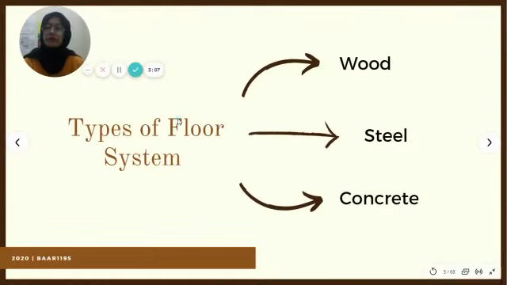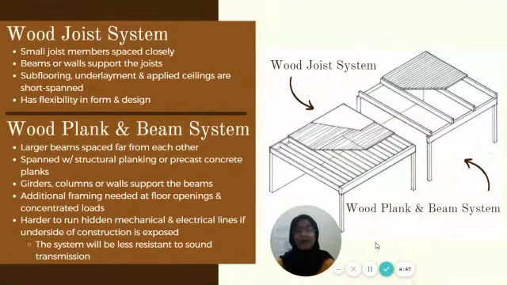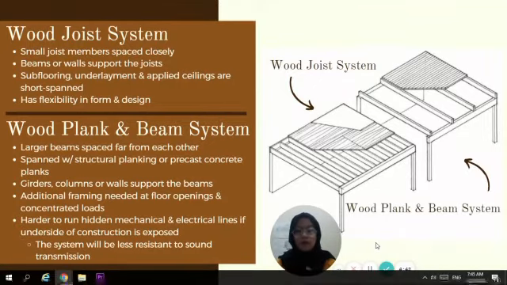So there are 3 types of floor system: wood, steel, and concrete. But for today's video, we will be focusing on the wood floor system. The wood floor system has 2 types: wood joist system and wood plank and beam system. The wood joist system has smaller joists in comparison to the wood plank and beam system, and in addition, they are spaced a lot more closely to each other.